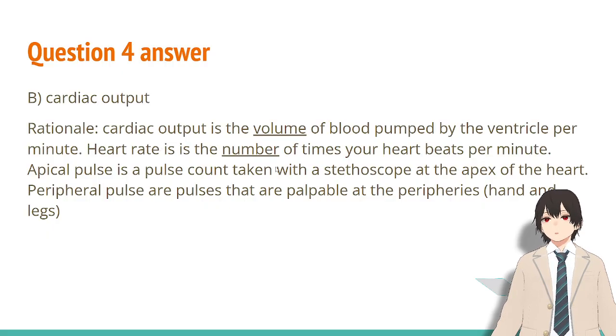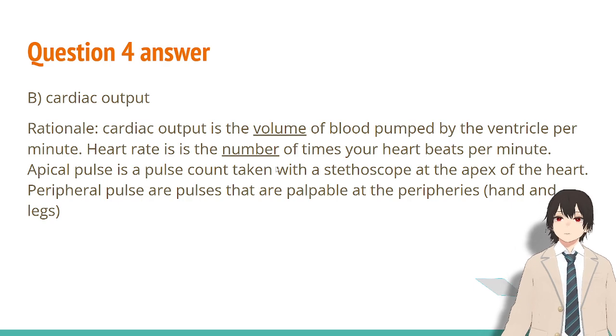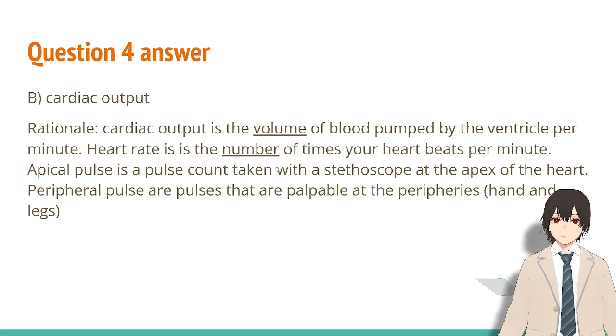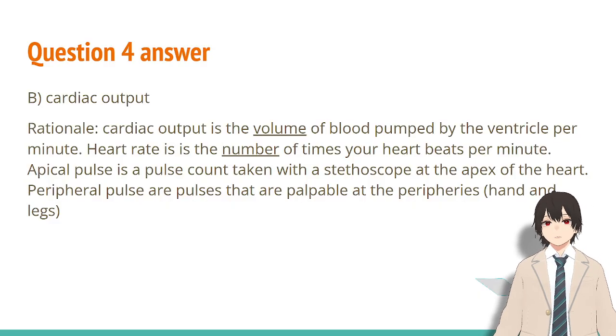Apical pulse is the pulse count that you listen at the apex of the heart, which is like, down near the fifth intercostal mid-clavicular line, that area near the apex of the heart. And peripheral pulses are the ones that are like, at the periphery. So like, the radial pulse, the pedal pulse, the dorsalis pedis, foot and ankle. Legs and hands, sorry.